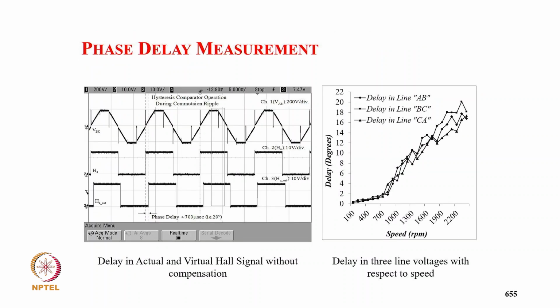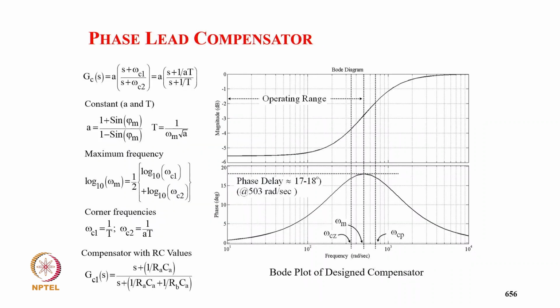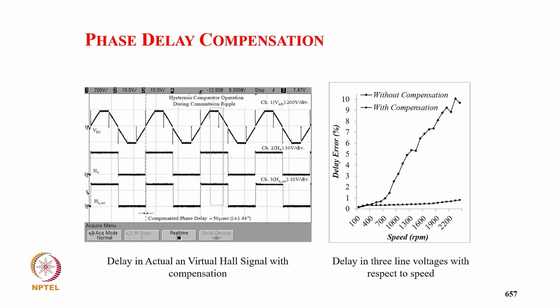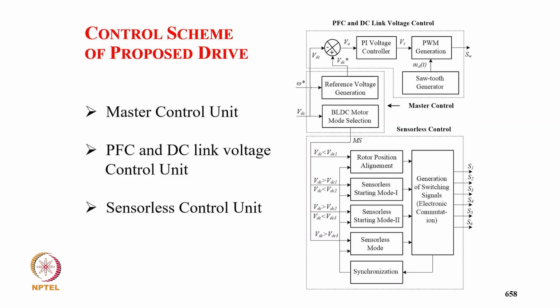So this is typically how you can get a ripple, and without the lead compensation we were getting around an 18-degree delay at different voltages. This is using a lead-lag compensator. These are the design of the lead-lag compensator. With the compensation, the delay is eliminated and is only half a degree even at 3000 rpm.